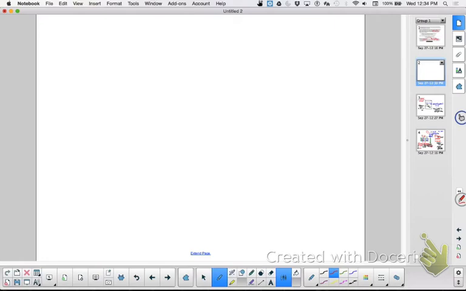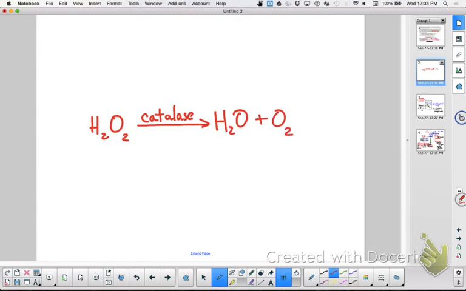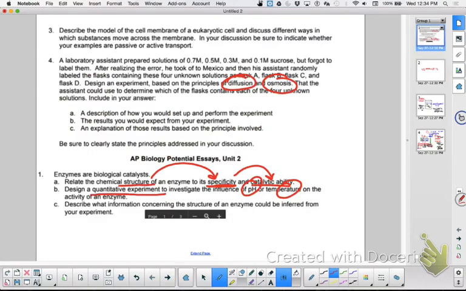You just got through doing it over a course of a couple days: catalase to break down hydrogen peroxide. So you were taking this experiment, H2O2, and you were using the enzyme catalase to break it down into what? To water and oxygen. That was the premise of your experiment. So if we look at the instructions here, it says design and to investigate the influence of either pH or temperature on the activity of the enzyme.